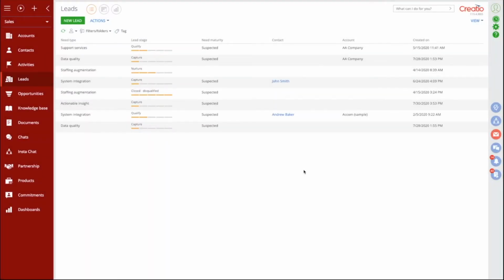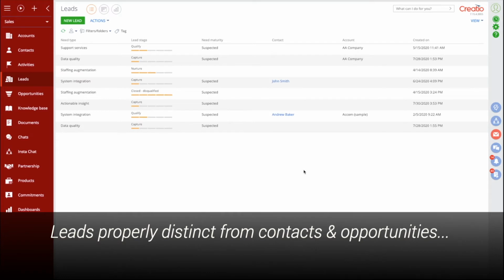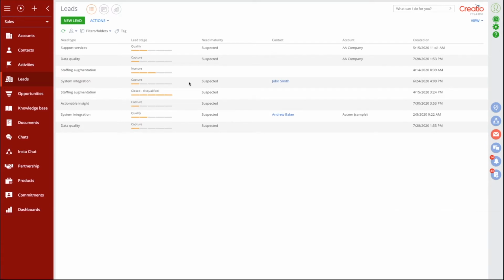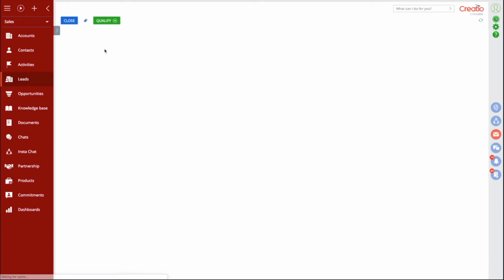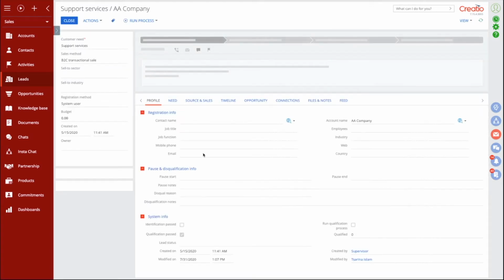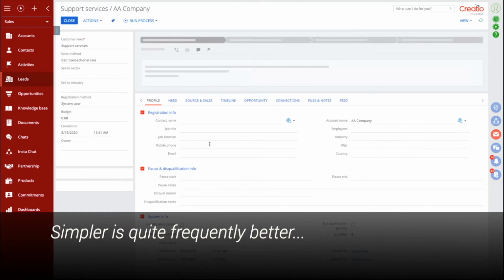Instead, we'll move on to leads and opportunities. What we see here is a listing of leads, what status they are in. We can step into one of them. The lead functionality is quite straightforward in the Keen 360 configuration.